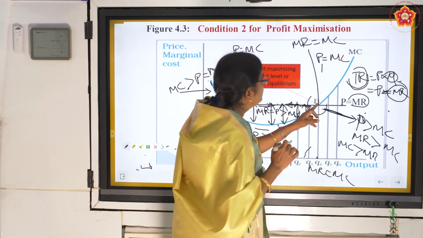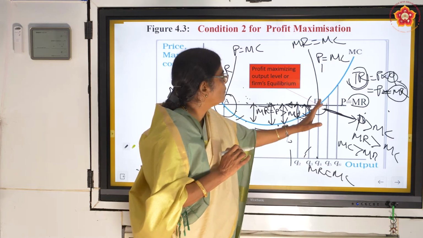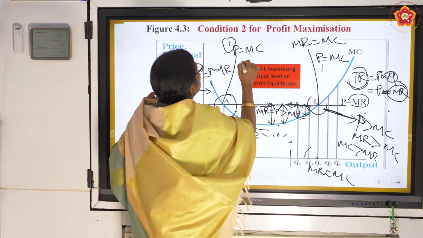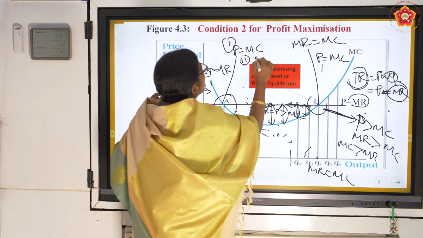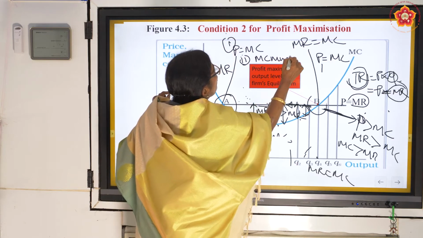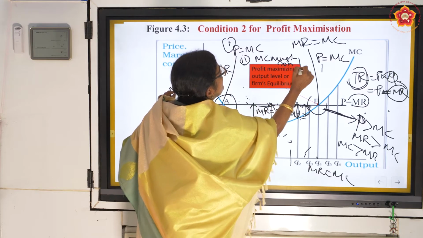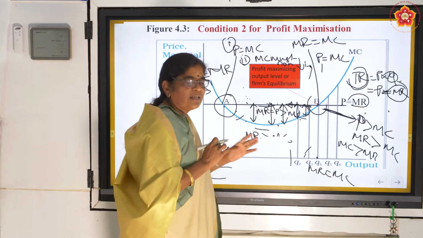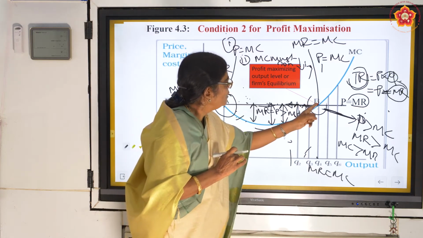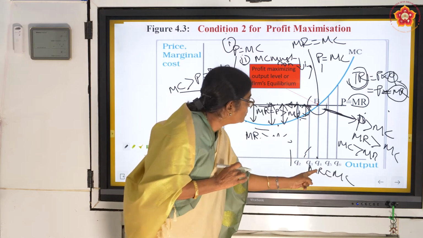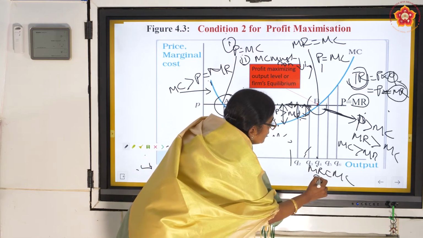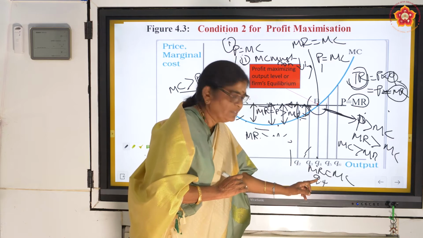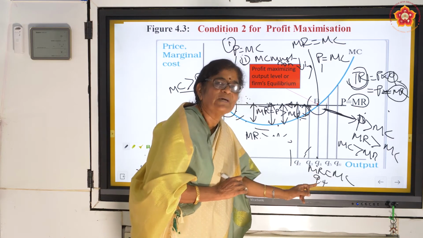Therefore, at this point B, all the conditions are fulfilled. What is the first condition? We have seen P is equal to MC. The second condition is that MC must be non-decreasing. That condition also is fulfilled at this point. Therefore, the output corresponding to point B is Q4. Q4 is the level of output which is going to maximize the profit of the firm.